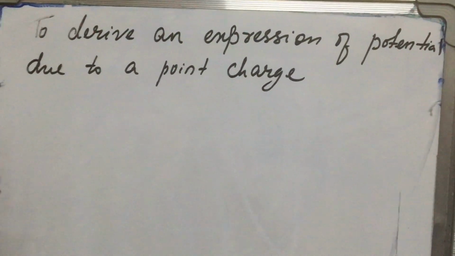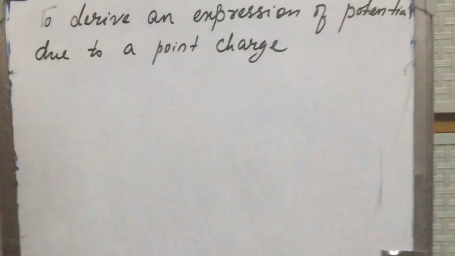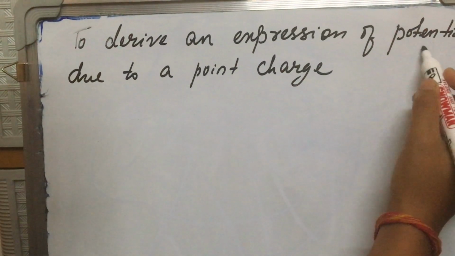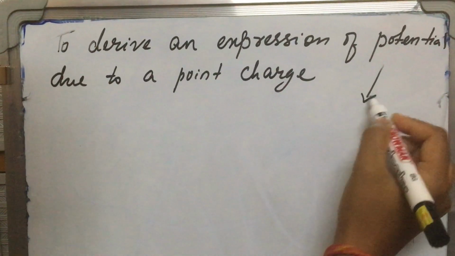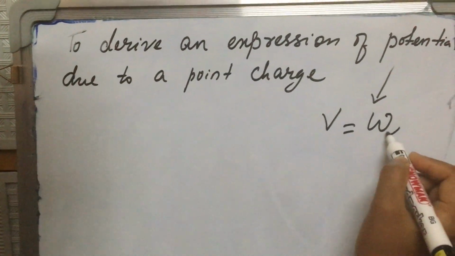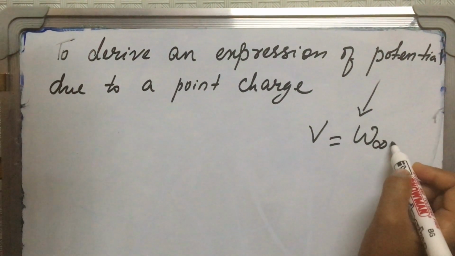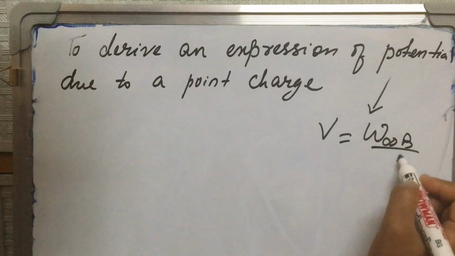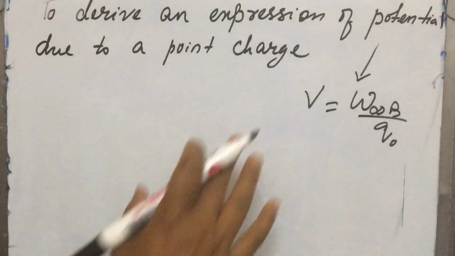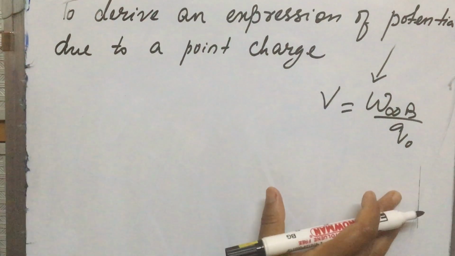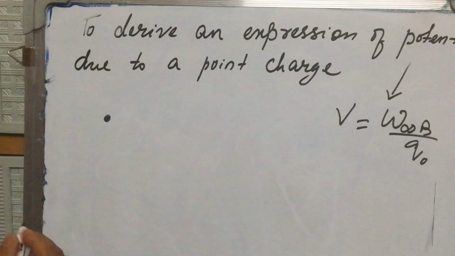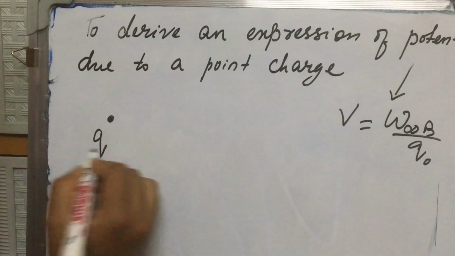Like in the previous class we had defined what is potential, right? Potential, we said that it is denoted by V, and this is what it is: the work done in bringing any test charge from infinity to that point. I hope we will remember this definition. Based on this definition, we will derive the expression of potential due to a point charge.